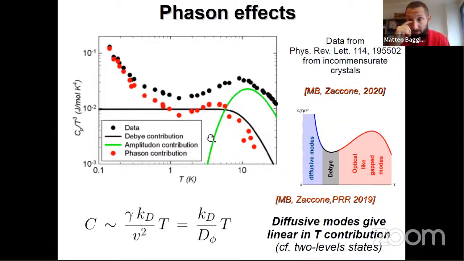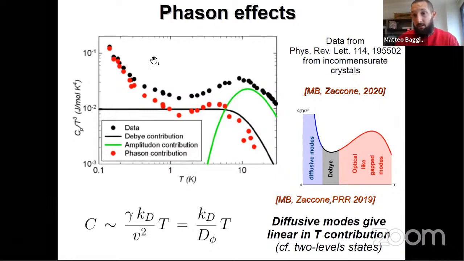You can really convince yourself that in this kind of system, where there is a phason, you will get a contribution which is proportional to the phason damping and the phason diffusion constant, which is linear in T. So whenever in a system you have a phason mode, or in general a diffusive mode, in addition to your phonons, you will get a new contribution which is linear in T, which looks very similar to what is observed in glasses, by the way. This is the typical anomaly discussed in glasses, where it's explained through the so-called two-level states. What we prove analytically, you can see the paper, is very simple: a diffusive mode always contributes with a term linear in T.